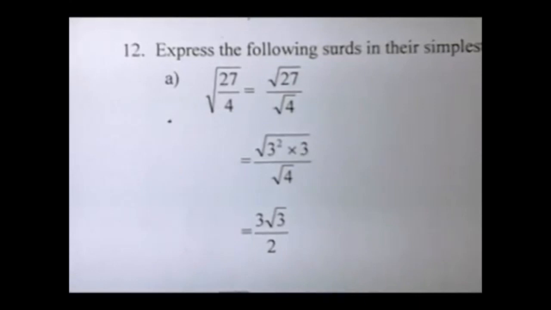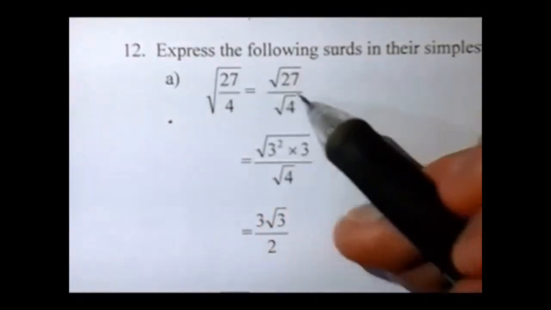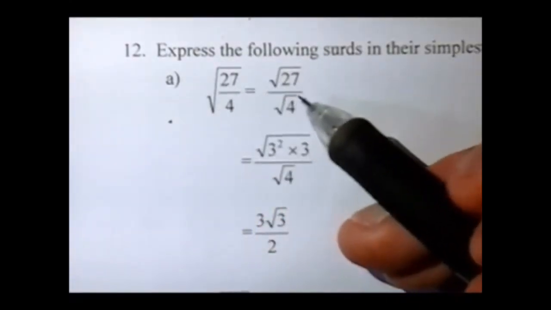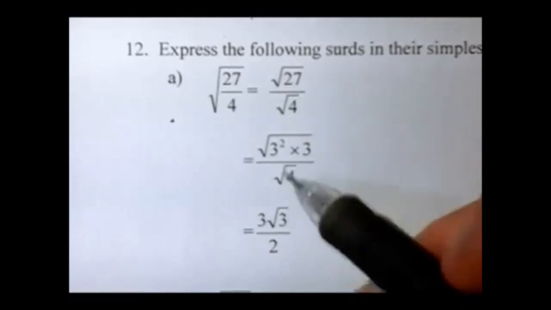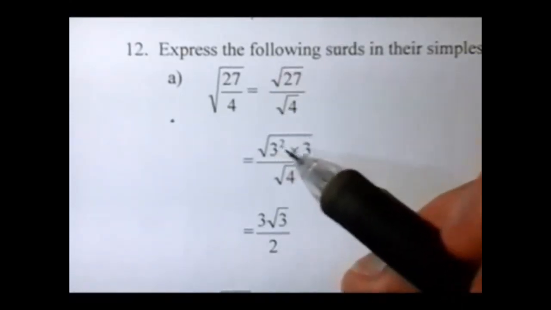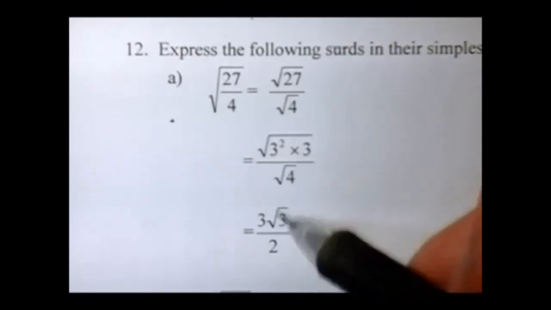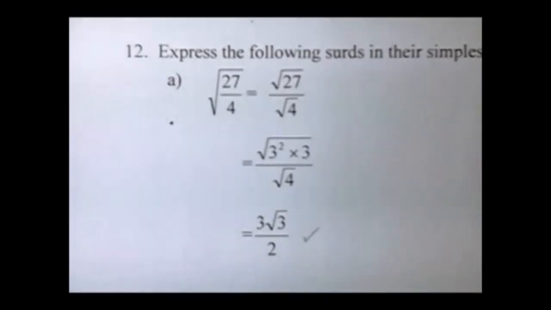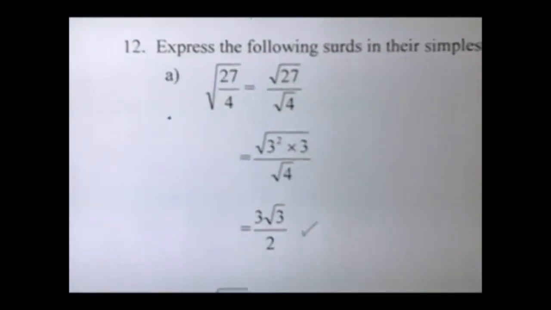In part A, you have this form. You can just use property 2 and write it down as this one. And root 4, of course, is equal to 2. And root 27, you are required to use the skills you just learned to simplify it into the simplest form. So this one is the simplest form of root 27 over 4. Okay, so just start to do the next one.